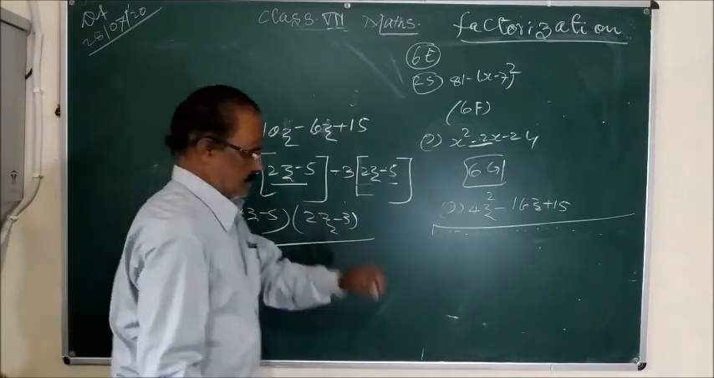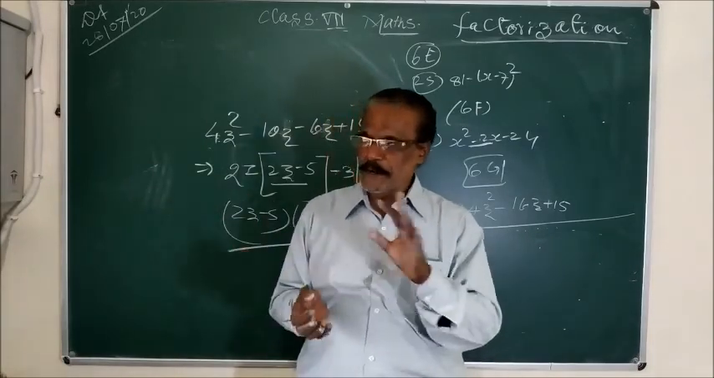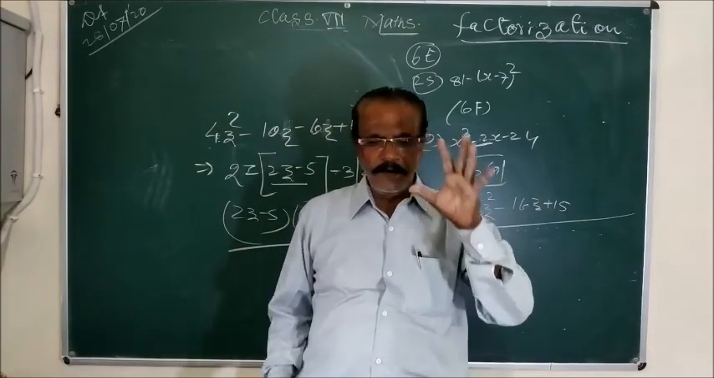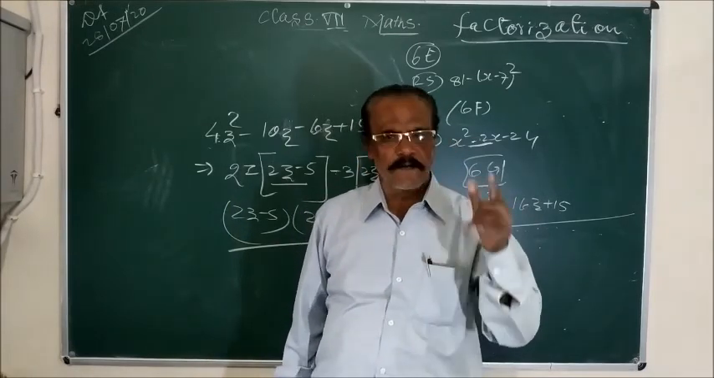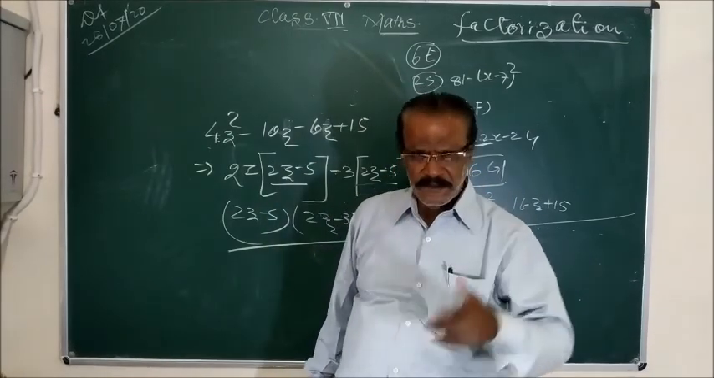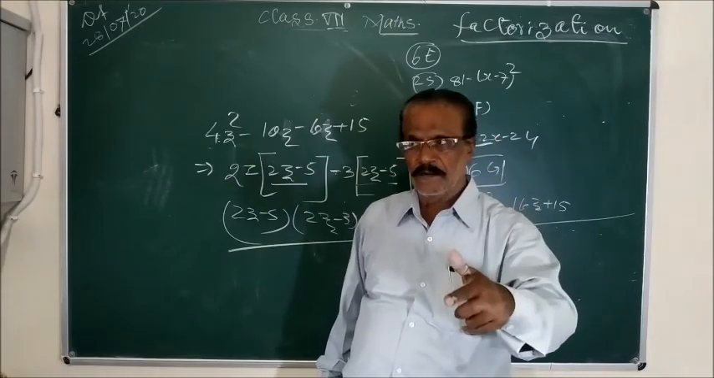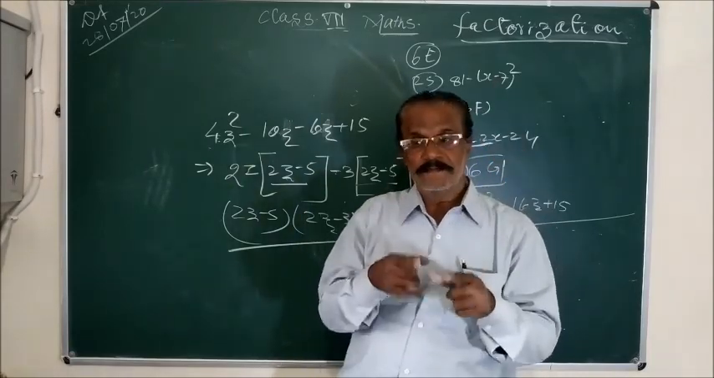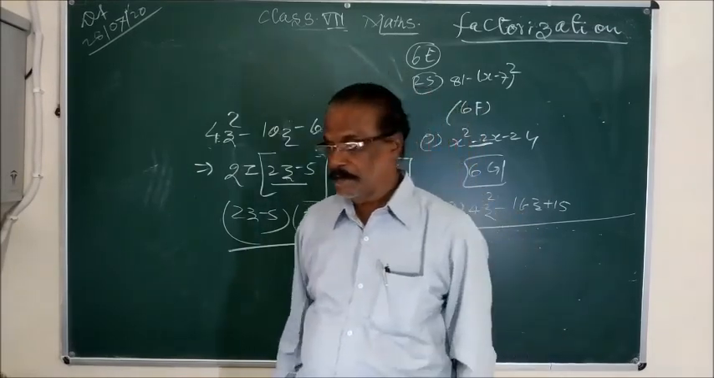So 2z minus 5 and here will be 2z minus 3. These are the factors. So my dear students, this is the chapter factorization. Different types of questions, different methods, different formulas, different techniques are used. This depends upon your question. The more questions you solve, the more ideas you will learn. Thank you and have a nice day, and I hope you will be solving.